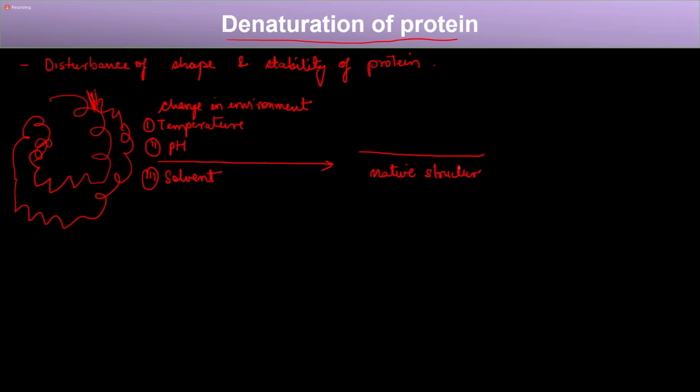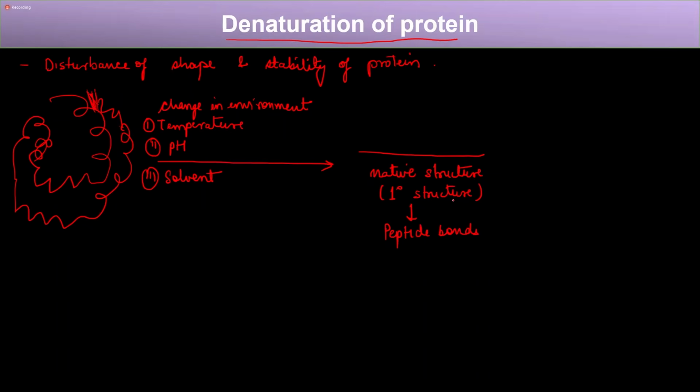And what is the native structure of the protein? It is the primary structure, right? And this primary structure, what does it have? It has peptide bonds. The primary structure has peptide bonds.